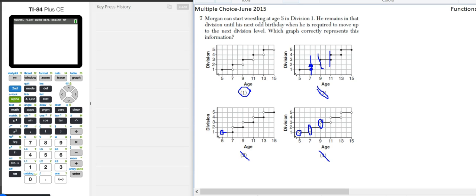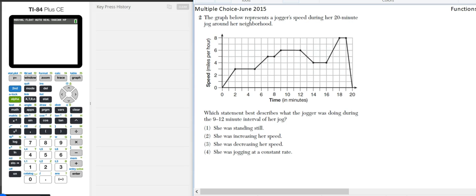Let's look at one more Regents question. This is question number 2 from the June 2015 Algebra 1 Regents. The graph below represents a jogger's speed during her 20-minute jog around the neighborhood. Which statement best describes what the jogger was doing during the 9 to 12-minute interval of her jog? So the 9 to 12-minute interval is over here. And then we have 4 answer choices. So let's look at the answer choices.